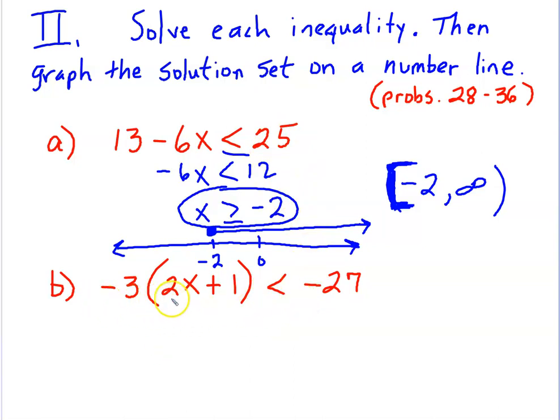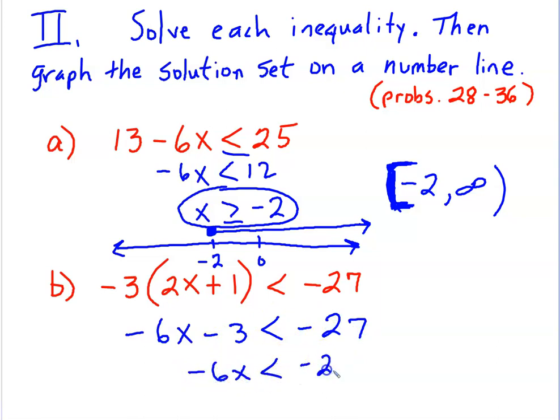All right, so for letter B, I'm going to distribute -3 first. And I'll add 3 to both sides. I'll divide by -6. And once again, that rule of division or multiplication by a negative number causes me to reverse the inequality. So the graph would look something like this. It's a range of numbers, all the numbers that are bigger than 4.